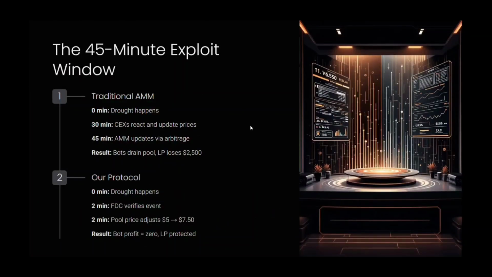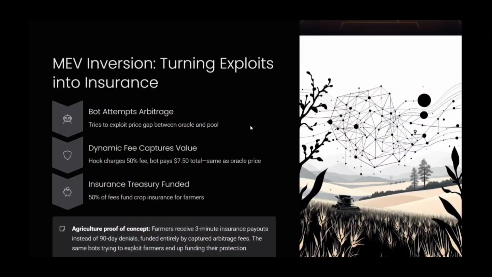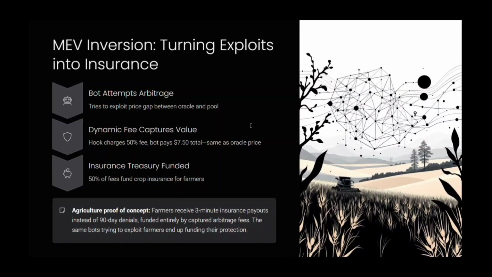The solution is simple. We feed real-world data straight into an AMM through a Uniswap V4 hook and Flare oracles. As soon as the event is verified, the hook updates the pool instantly. Any bot that tries to arbitrage is forced to pay a dynamic fee equal to its unfair advantage. Bots lose the advantage, liquidity providers keep their value, and the captured fees fund insurance.